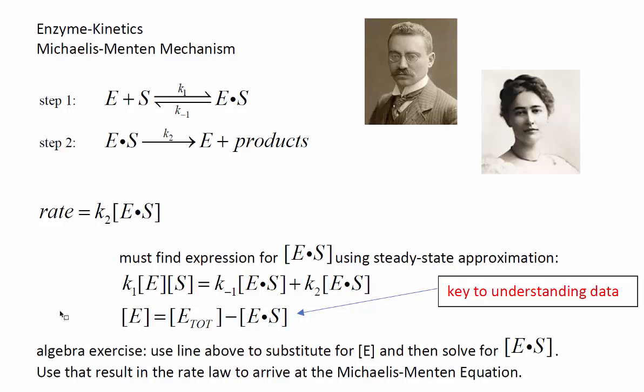So it's an algebraic maneuver that I'd like you to try to do on your own. I'll show you the results of that. We're going to first plug E into the steady state so that we don't have E in our equation. And then we're going to solve for E dot S and plug it into the rate law. And from there, that will generate the famous Michaelis-Menten equation. Pause the video, try to do that algebraically, and come back to check your work.